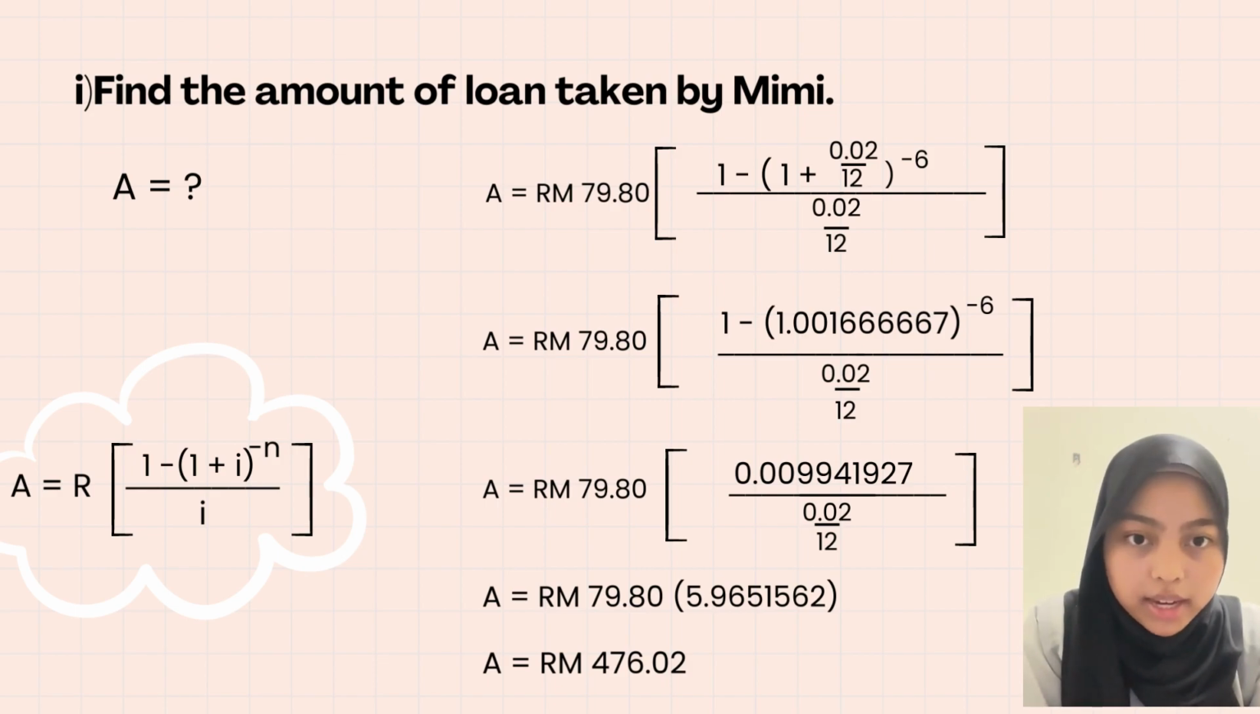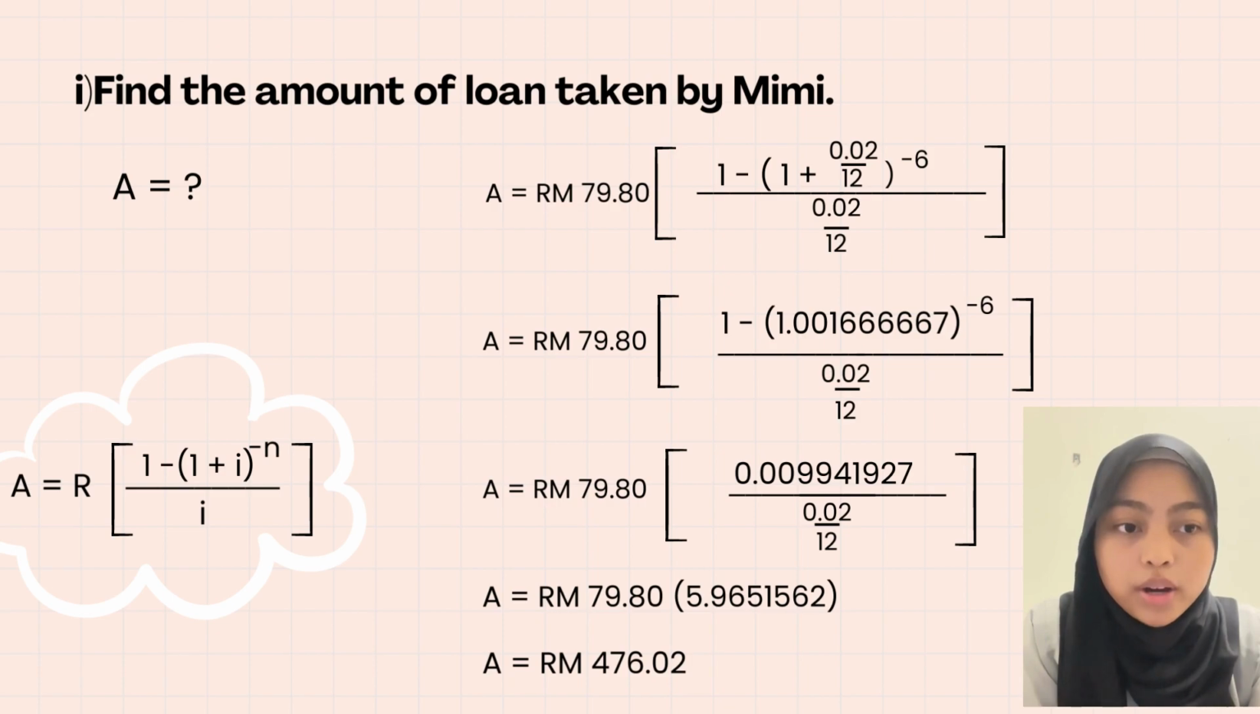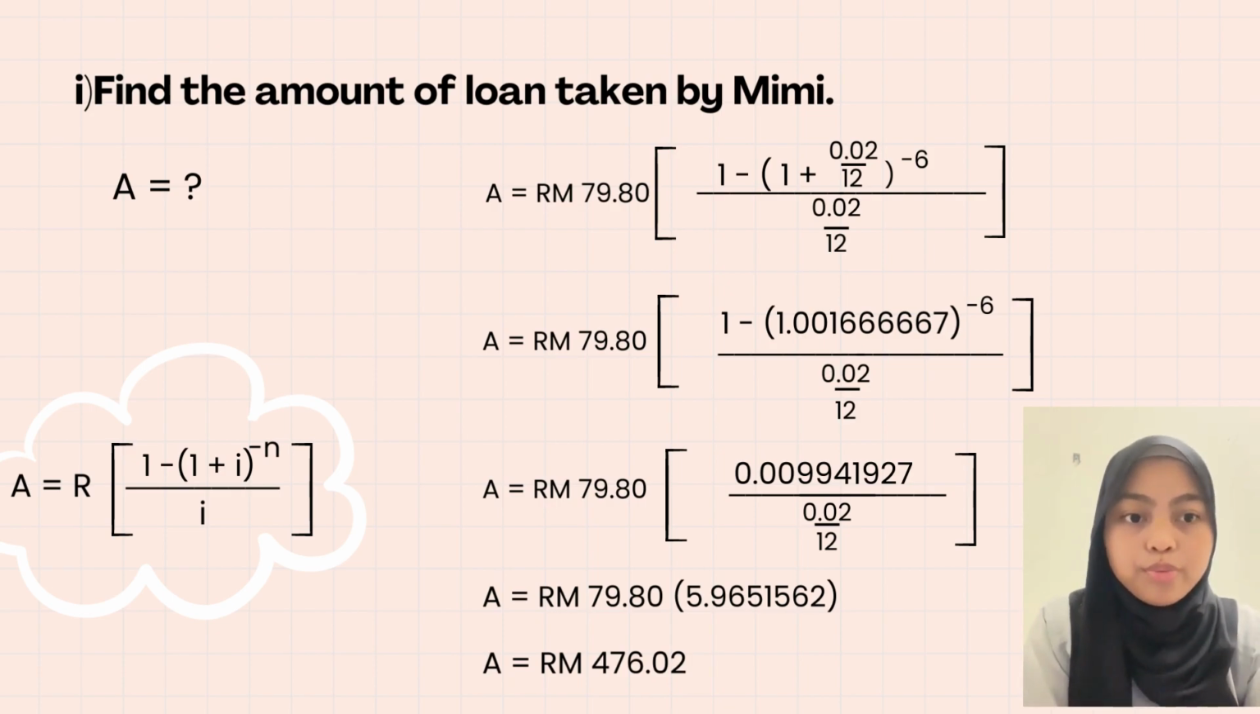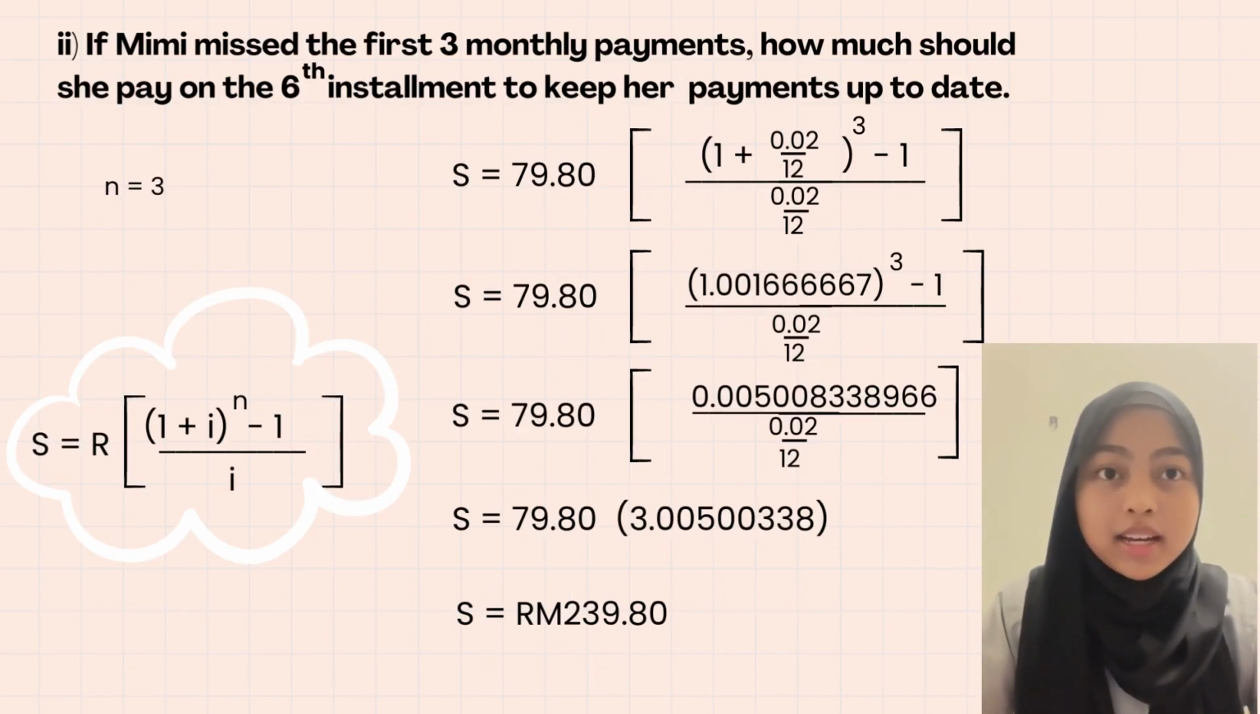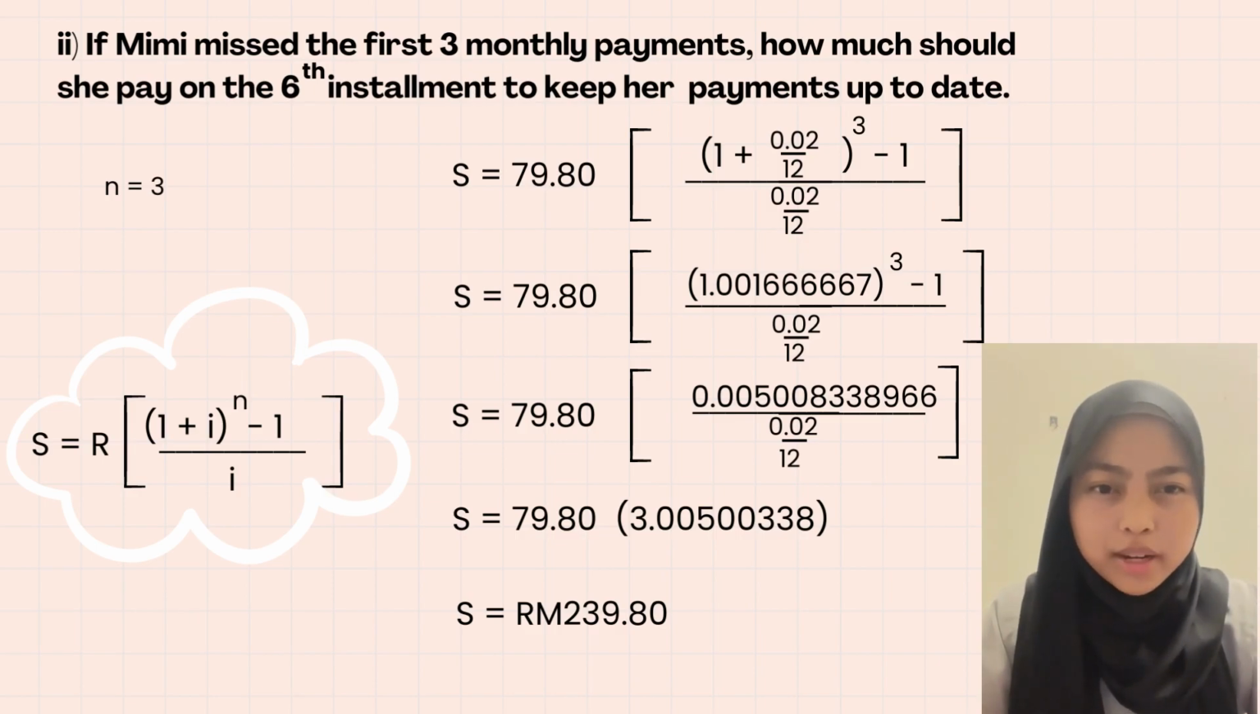And then for the next step, we need to solve all the numbers in the bracket. We need to divide, so we will get 5.9651562. And for the last answer, we need to multiply 79 ringgit 80 cents by 5.9651562, and we will get the last answer, which is 476 ringgit 2 cents.